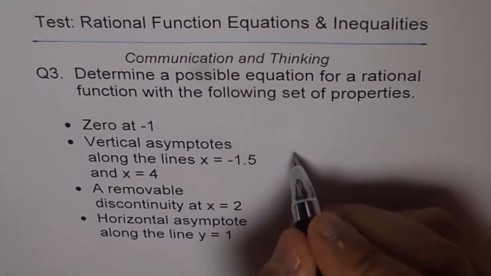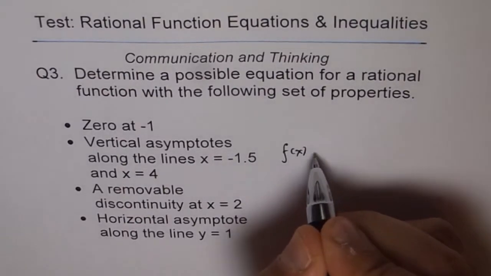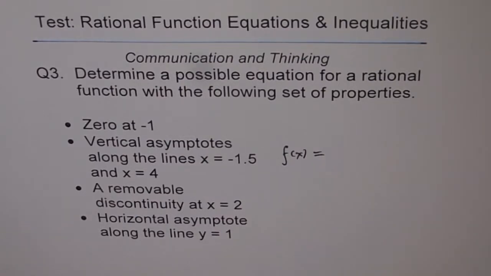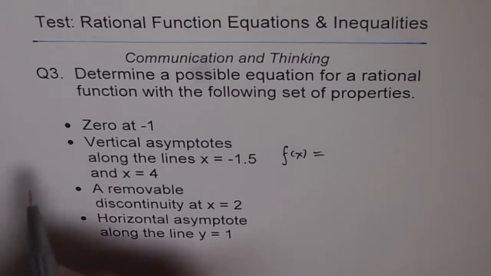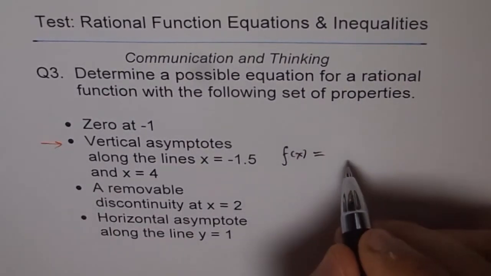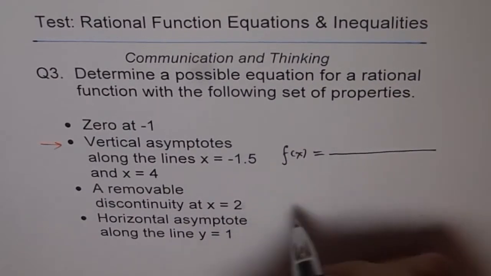Let's say the rational function is f of x, and now we'll fill in and see how we can develop this equation. A good point to start is always the vertical asymptote, because the vertical asymptote gives us the denominator, a base to work with. That is kind of important.